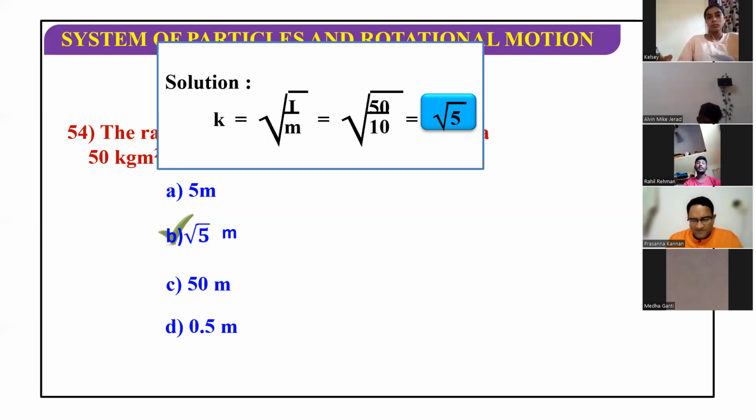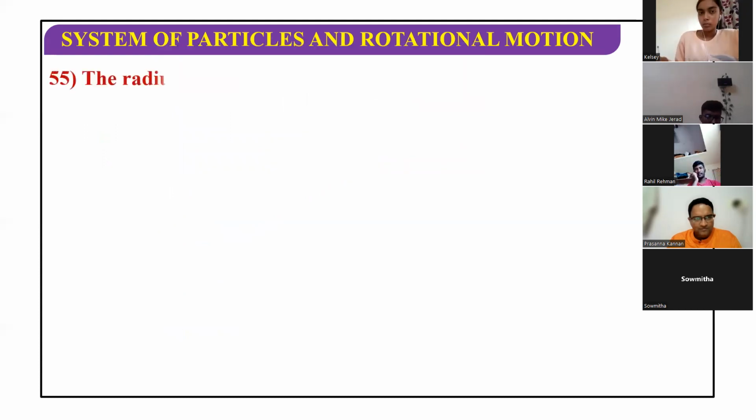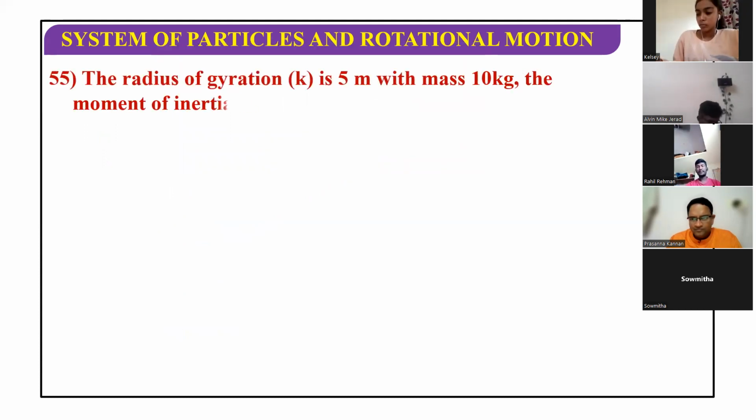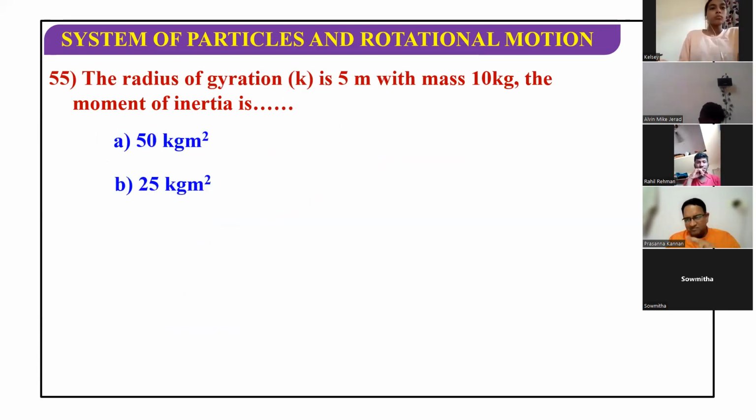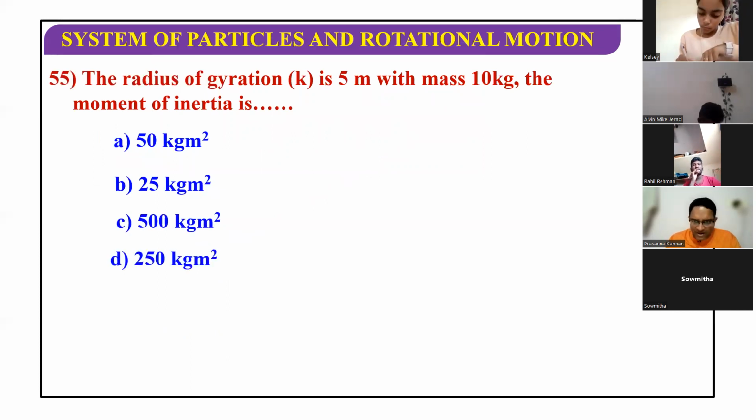Is it clear to everyone? Excellent. So let's move on to the next question. Again, same idea, asked differently. You are this time given radius of gyration and mass. You need to find the moment of inertia. What do you do? So 250 kg meter square. M into K square, that's correct. 10 into 5 square, yes, 250 kg meter square is right.